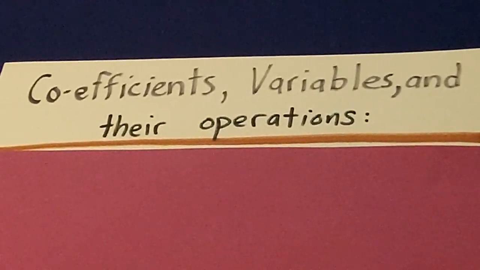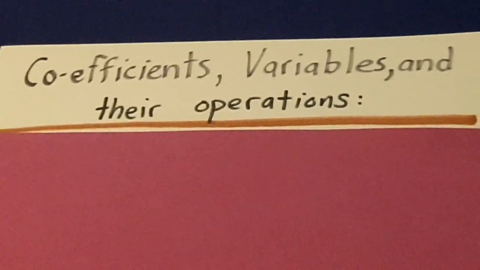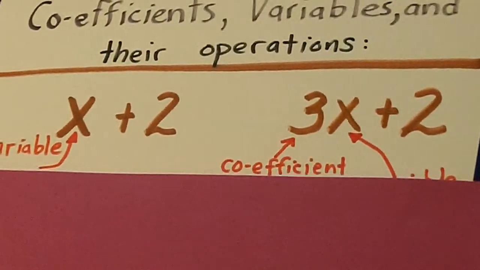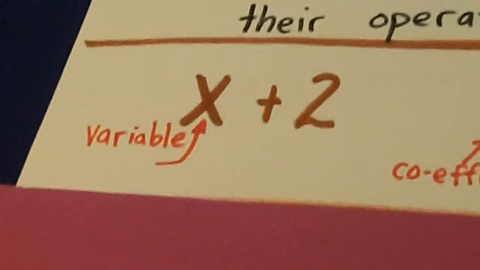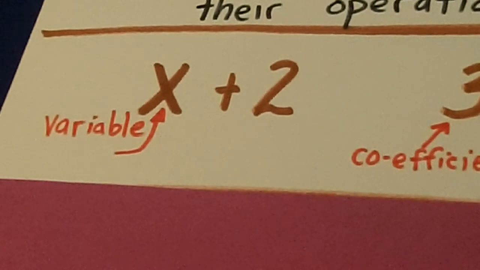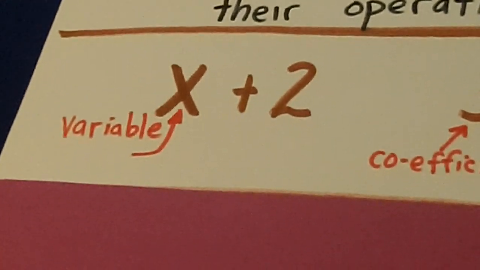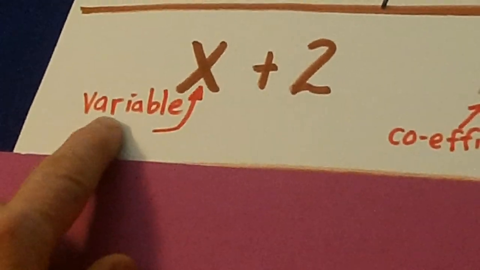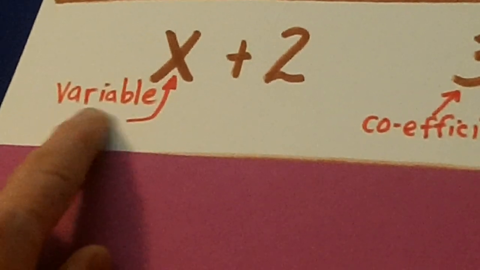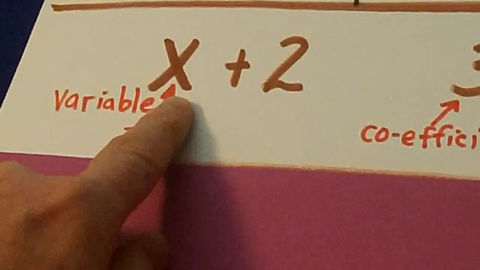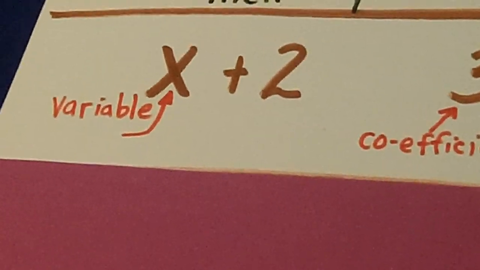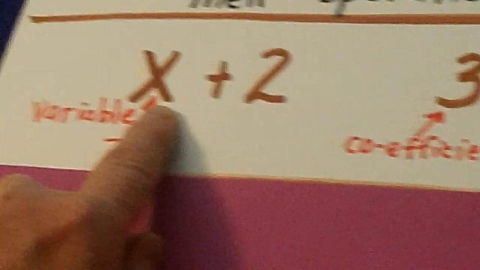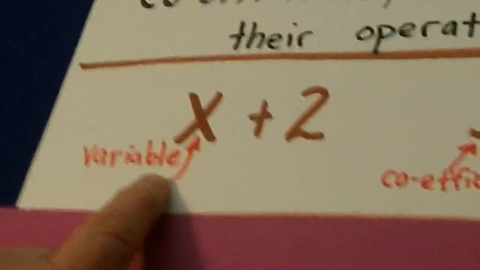Coefficients, variables, and their operations. So once more, we have key vocabulary for the equations unit. Okay? Now, here's what a variable is. It's a letter. I always use X, but hey, we could use A or B or R. They're called variables. The root word of variable is vary, which means to change. In one problem, X might be 5. In another problem, the variable A might be -3. So this X can change. Because it can change, it's called a variable.